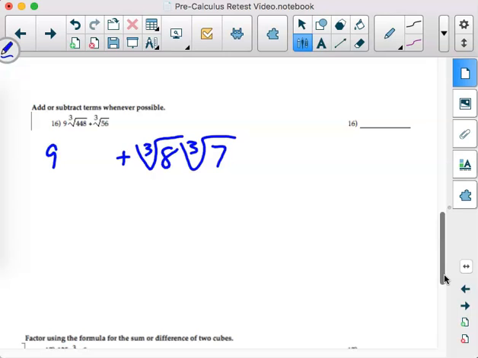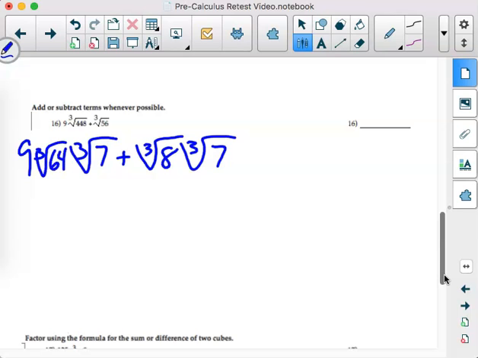So if I'm going to be able to do this problem, then, let me move my 9 here, it has to be a cubed root of 7. That's the only way I'm going to be able to add these, is if they're like radicals. So then you take 448 and you divide it by 7, and you find out that you get 64.